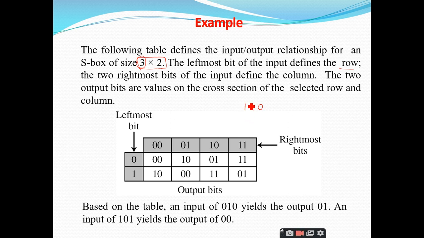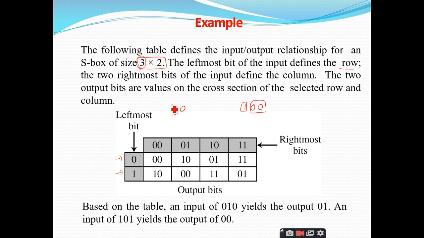One, sir. It is 1, right? So the leftmost bit is represented as the rows and the 2 right bits are represented as columns. So like this I have defined this S box. The 2 output bits are the values at the cross section of the selected row and column. For example, if I want to know the output of 110, what should I do?